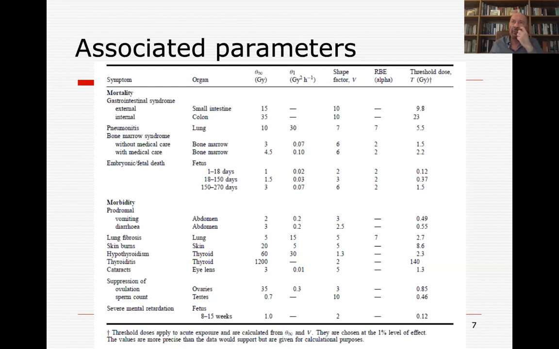These are all data from Hiroshima and Nagasaki. We will see them later. You see, in the mortality syndromes here, they also included pneumonitis here, because of course pneumonitis can be lethal, as we all know now from COVID-19. The D50 is 10 gray, and the threshold is 5.5 gray.